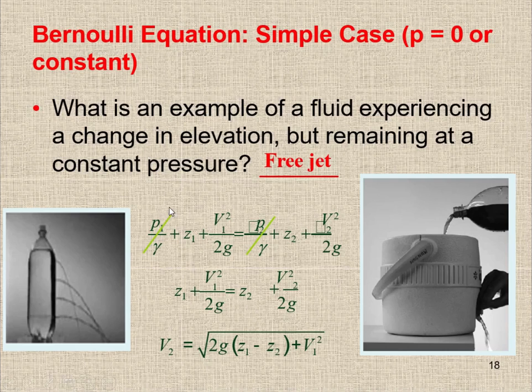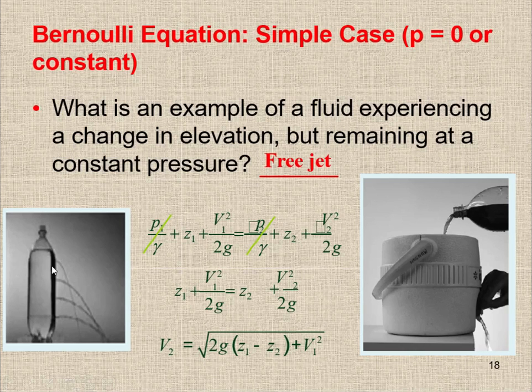If you consider the pressure here, you see there is atmospheric pressure. Pressure here is atmospheric pressure. Pressure here is atmospheric pressure. In the other case also, the pressure here where you are pouring is atmospheric pressure, and also at the exit the pressure is atmospheric pressure. That means the pressure is the same at the inlet and exit.